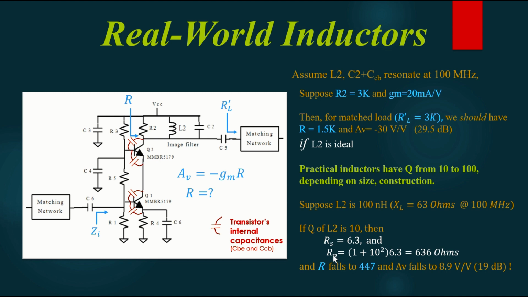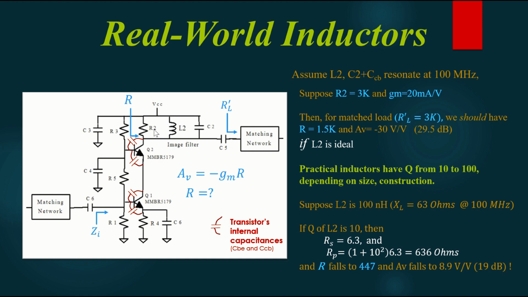And then we can use our trusty formula. RP is 1 plus 10 squared, in this case the Q squared, times the series resistance of 6.3, and that gives us 636 ohms. So, in addition to having L2 here, we have a 636 ohm resistor across it. So you have to think about that. It's not shown in the diagram, but when we're designing RF, we have to think about all these things.